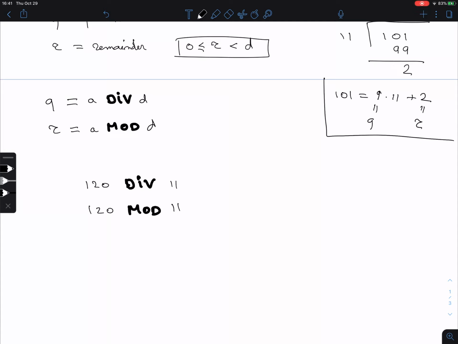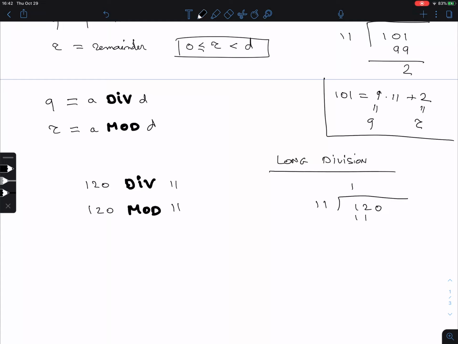I'm going to show you two ways. First we do long division. We have 120 divided by 11. So we say, how many times does 11 go in 1? No. How many times does 11 go in the first two digits? 12. Yeah, that goes there one time.